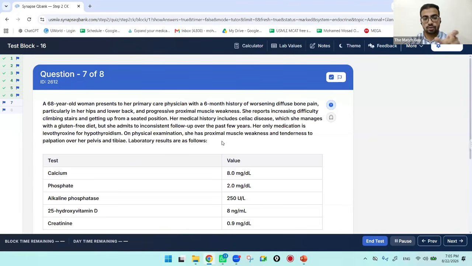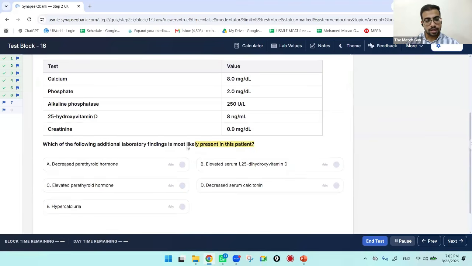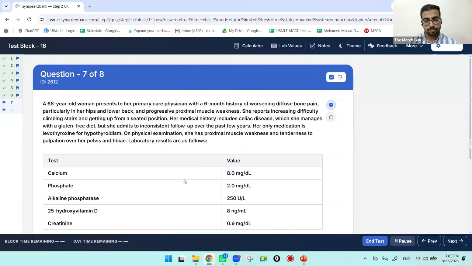If you know how to approach the question, what you're searching for, you'll just jump into the question searching for these things. You're not going to be intimidated by the length of the question or the weird terminology that they use. Okay, additional lab findings is most likely present in this patient. Again, it's a calcium question.